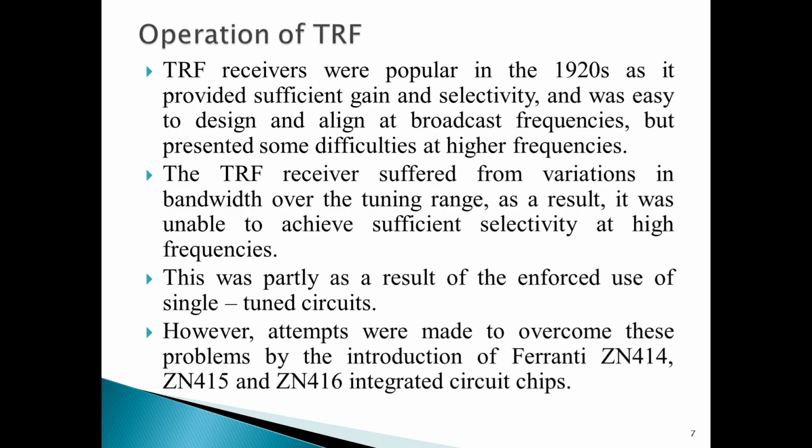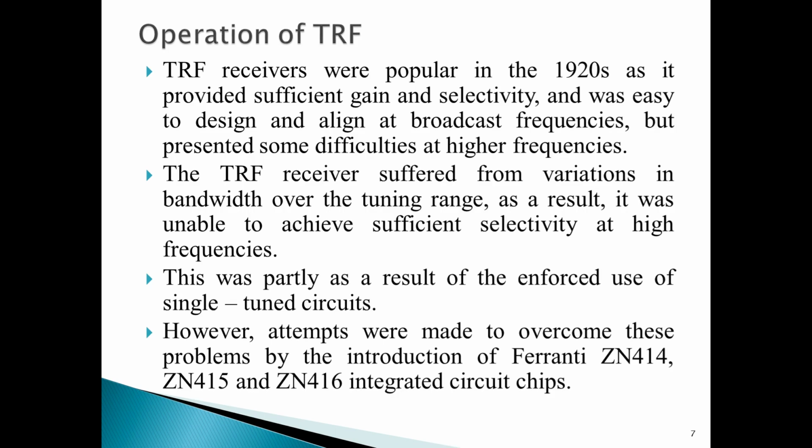Operation of the TRF. TRF receivers were popular in the 1920s as they provided sufficient gain and selectivity and were easy to design and align at broadcast frequencies, but presented some difficulties at higher frequencies. The TRF receiver suffered from variations in bandwidth over the tuning range. As a result, it was unable to achieve sufficient selectivity at high frequencies. This was partly as a result of the enforced use of single-tuned circuits.